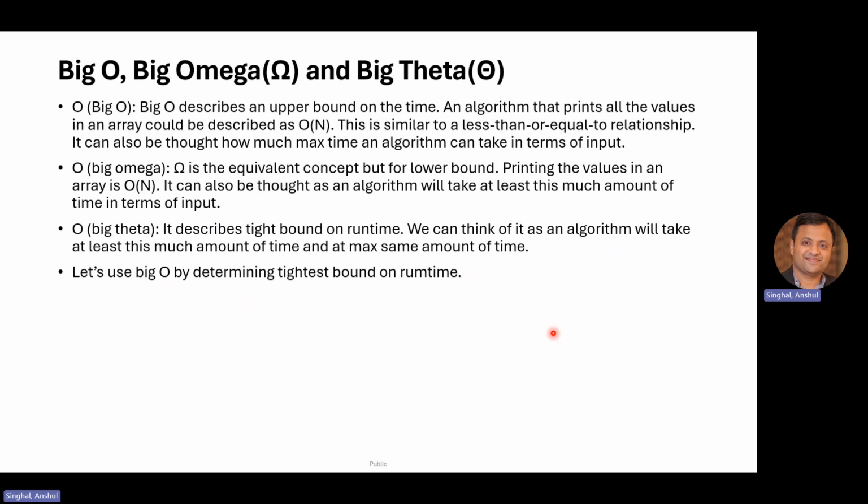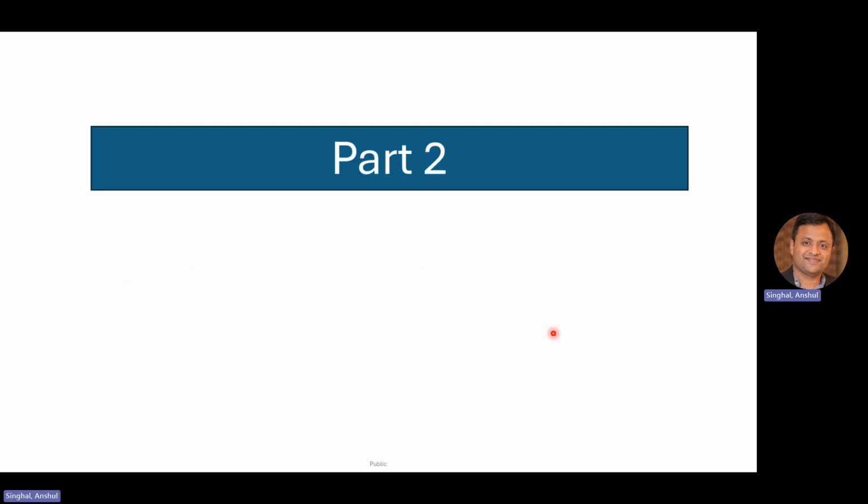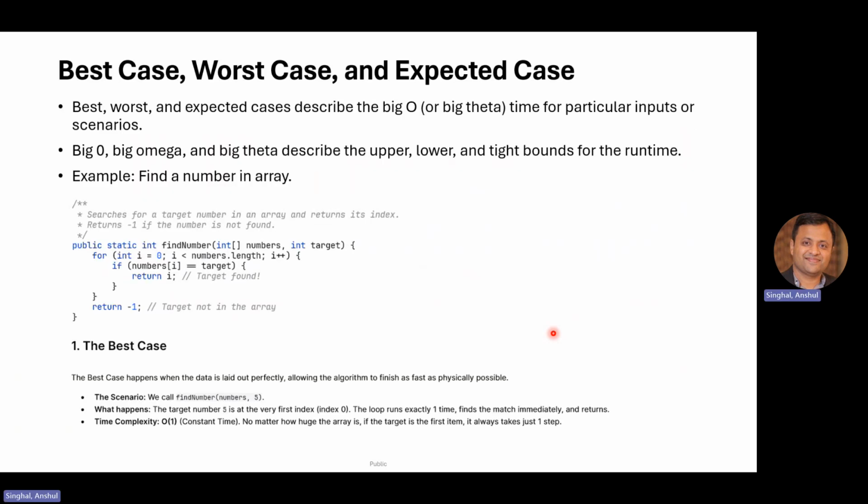With that, in part two, what we covered is best case, worst case, and expected case scenarios. We noticed that there can be random kinds of data. So based on the data set or the input to a function, we can have a best case scenario, a worst case scenario, and an expected case scenario.